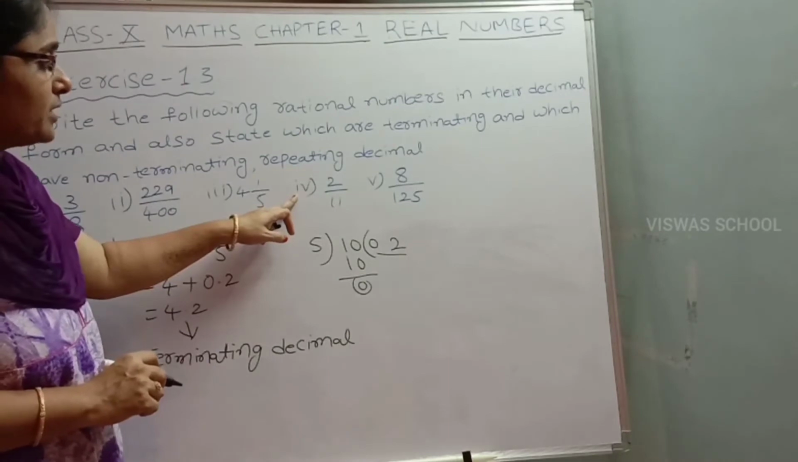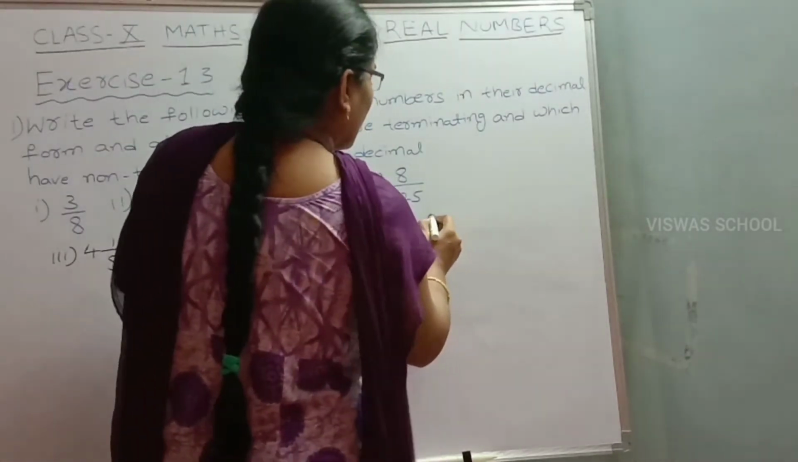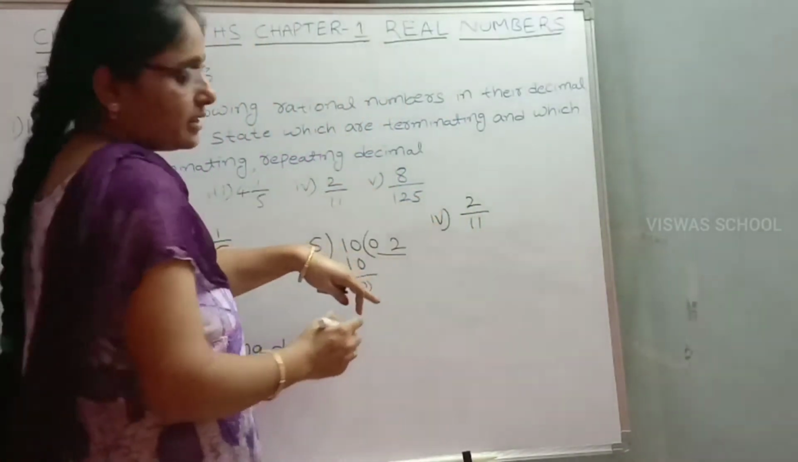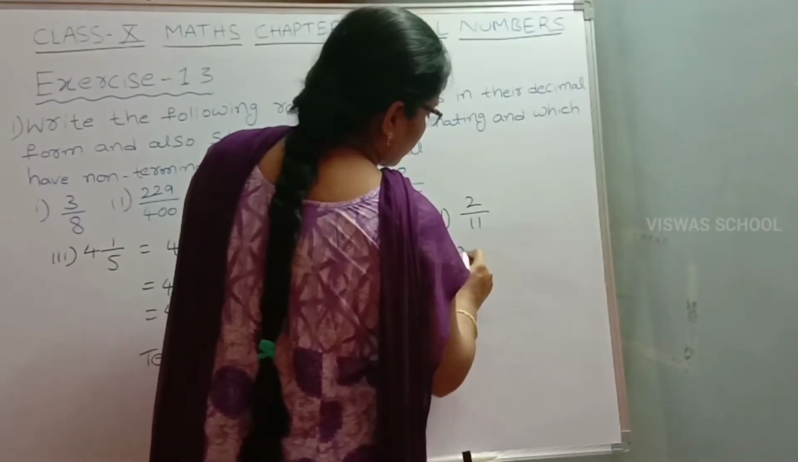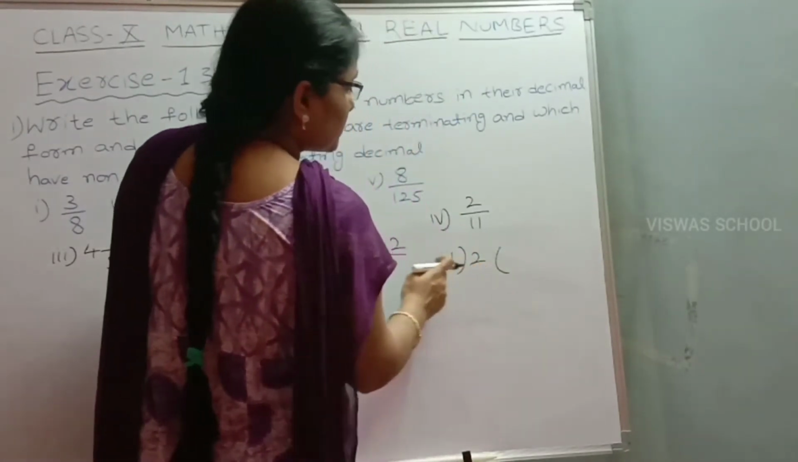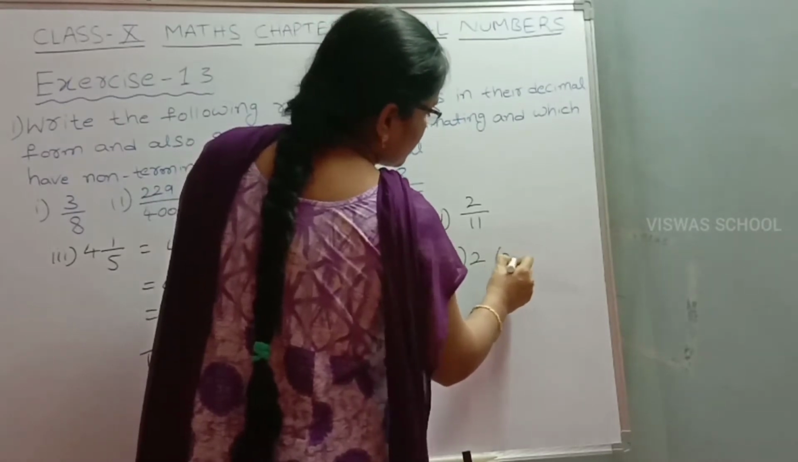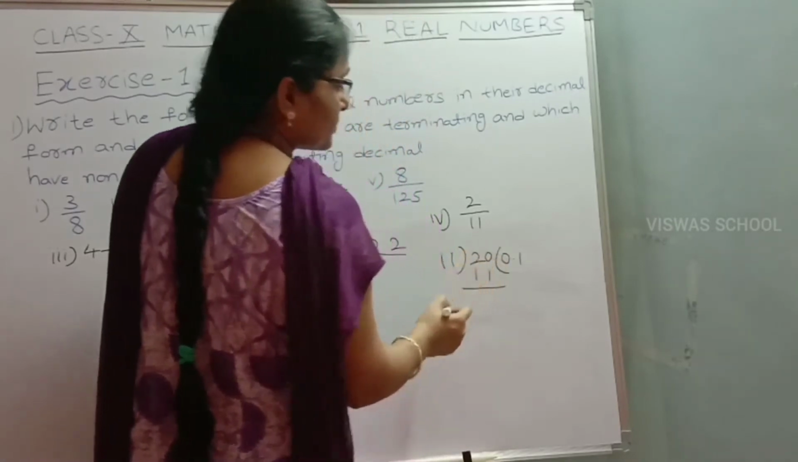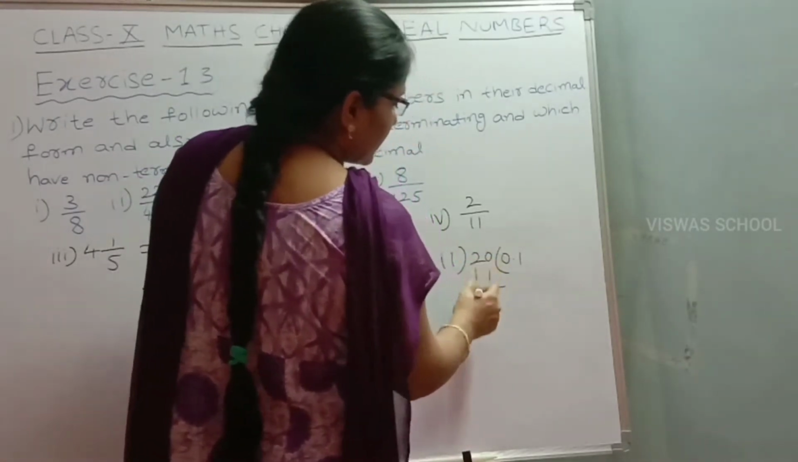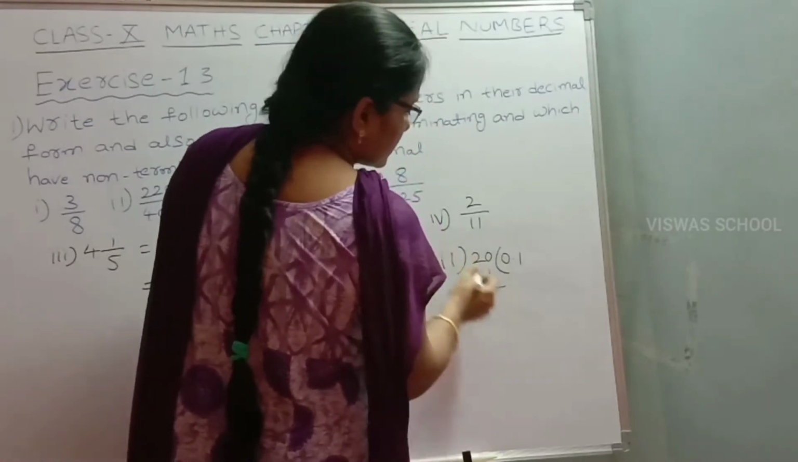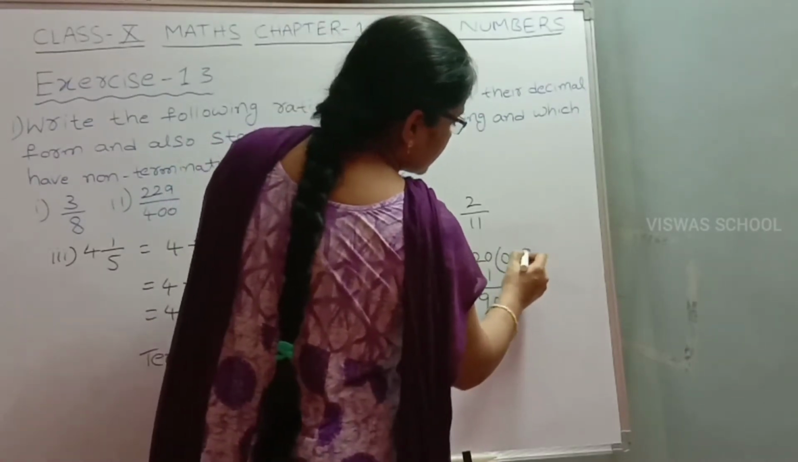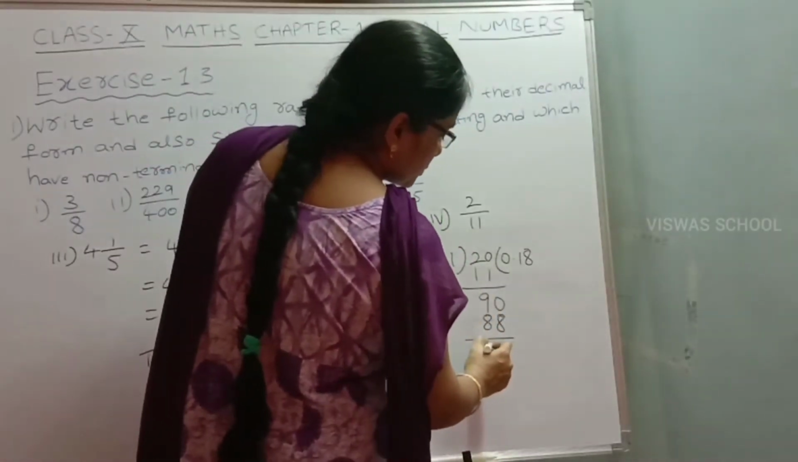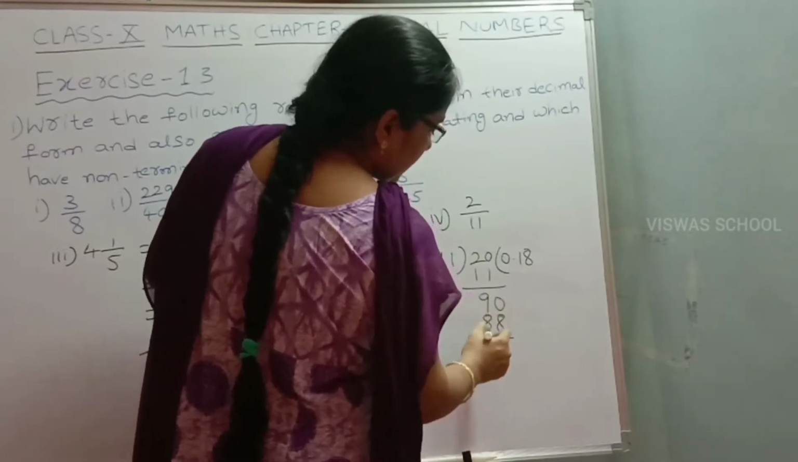Fourth one, that is 2 by 11. We have to divide 2 by 11 here. Now you see here 2 is less than 11, that is 0 point here 0. 11 ones are 11 and here 20 minus 11 equals 9. Now 9 is less than 11, so 0. That is 11 8s are 88. Now 90 minus 88 equals 2.